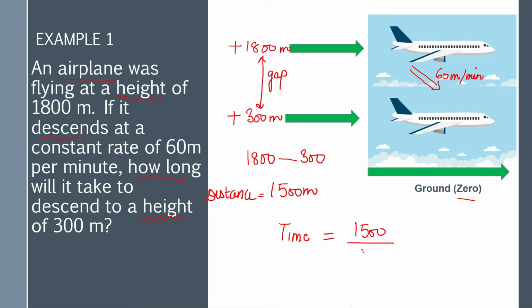1500 divided by 60. 0 will be cancelled out. Both 150 and 6 are divisible by 3 as well as 2. So you can use 3, 3, 5, 15. 3, 2, 6, again divisible. 2, 1, 25. That means it will take 25 minutes in order to reach 300 meters.